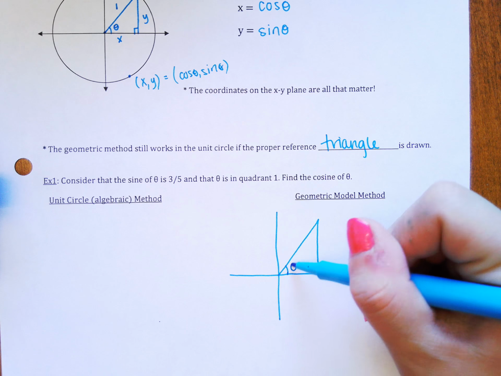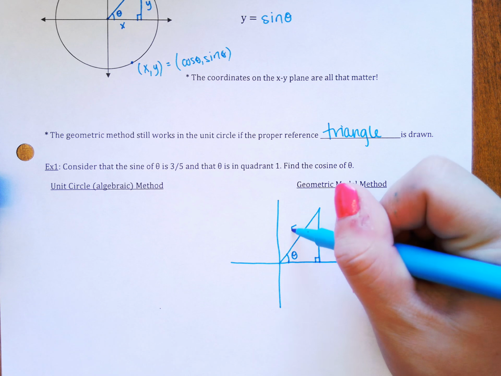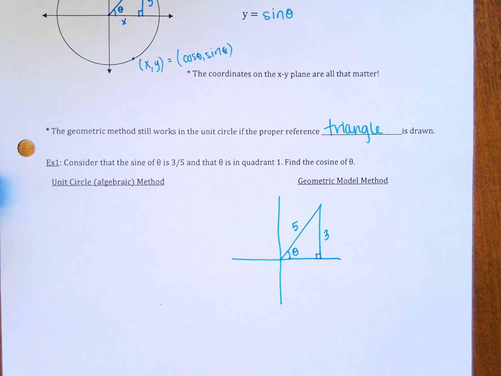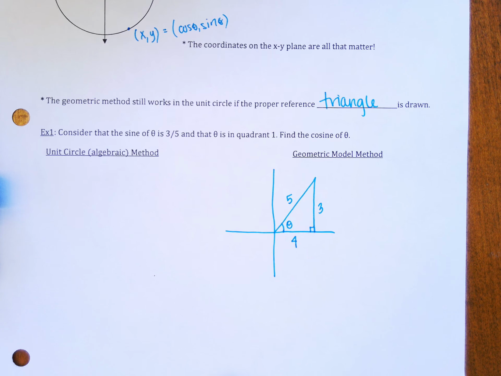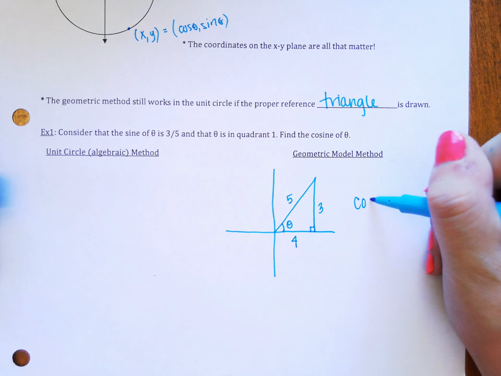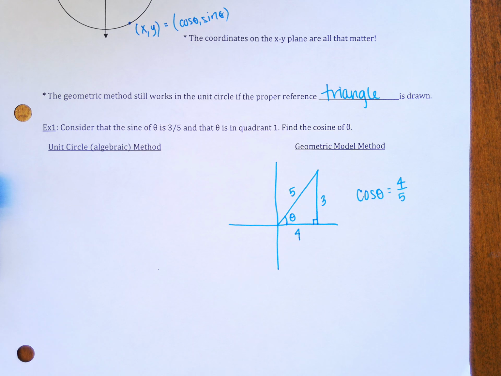This would be our angle. Our sine would be our opposite over our hypotenuse. And then we would solve for my x-coordinate, which you know would be 4, since it's a 3, 4, 5 triangle. We would say that our cosine of theta is 4 over 5, if our sine of theta is 3 over 5. Now that one's really simple.